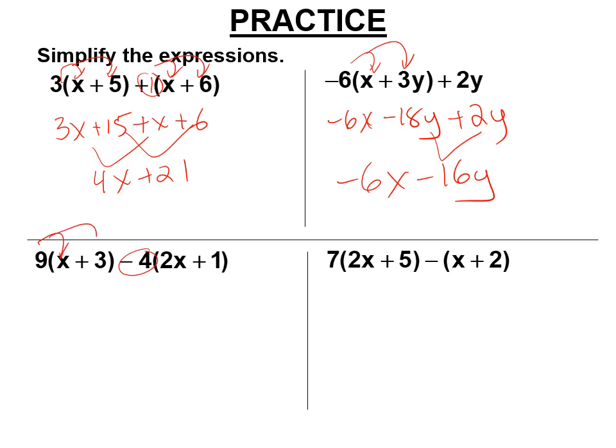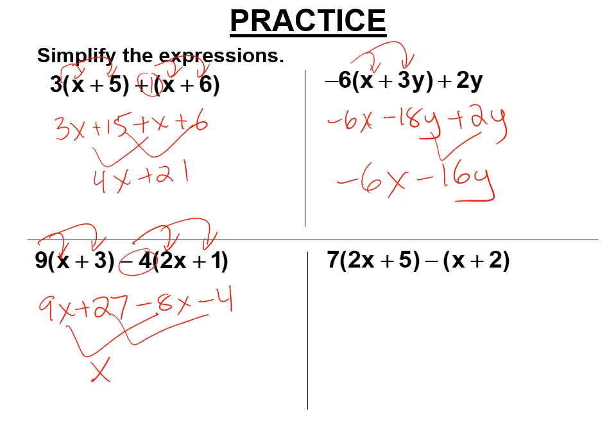We distribute a 9 here and a negative 4 here. 9 times x, 9 times 3. Negative 4 times 2x, negative 8x, negative 4 times 1, negative 4. 9x minus 8x, x. It is 1x, but we're going to write x for our answer. 27 minus 4, positive 23. This is much simpler. It just simplifies to x plus 23.